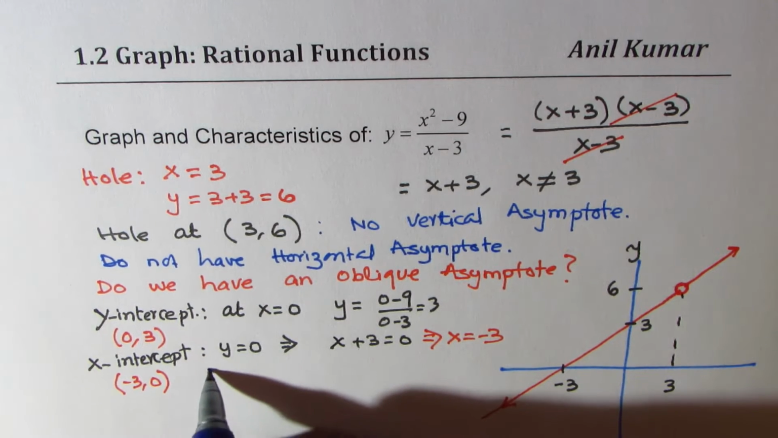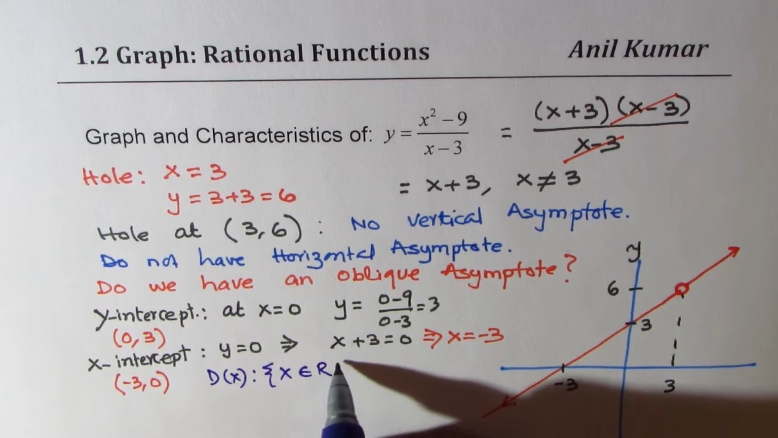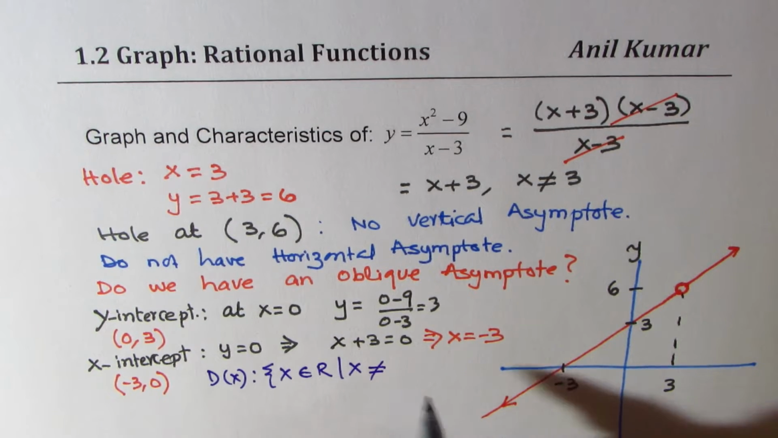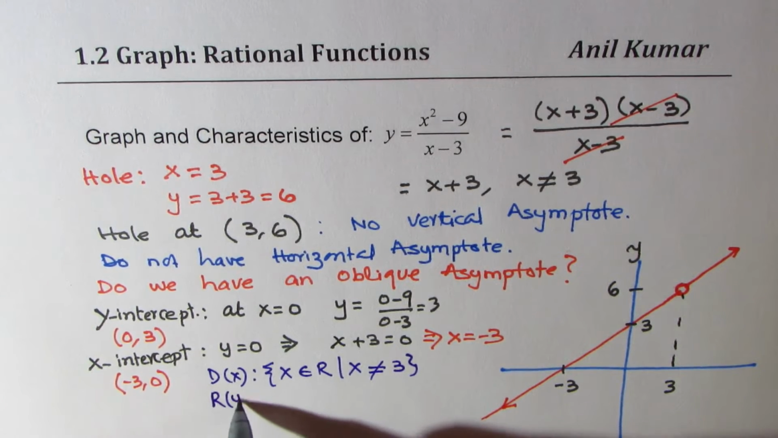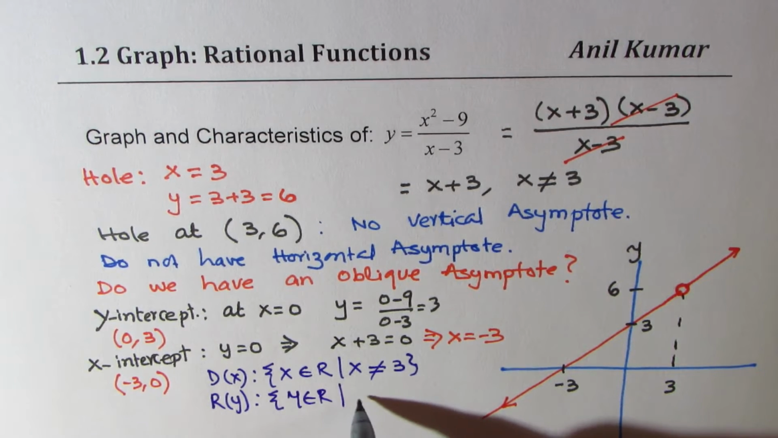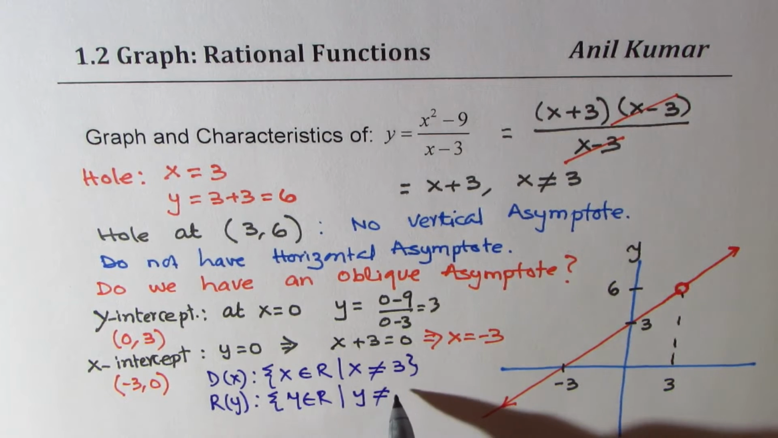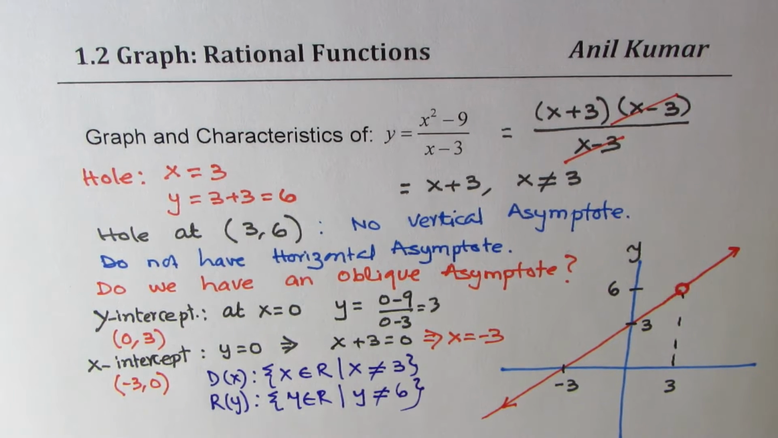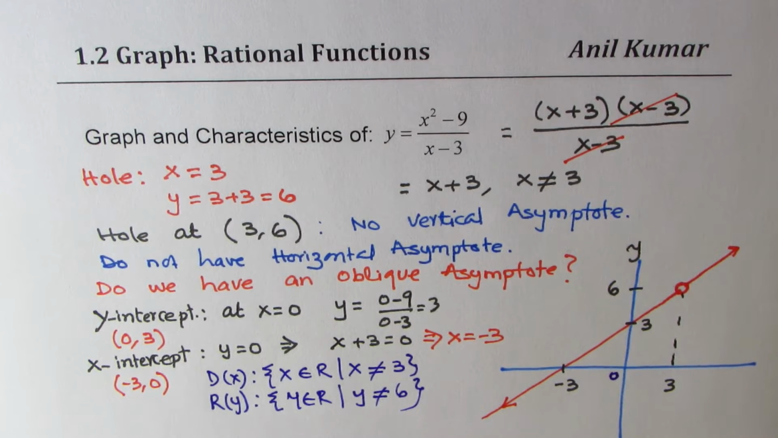So we can write the domain as x belongs to real numbers where x is not equal to 3. We have a hole there, and the range y belongs to real numbers where y is not equal to what? Y is not equal to 6. You see that part, right? So that is how we get our graph, and we get all our understanding about the key parameters.